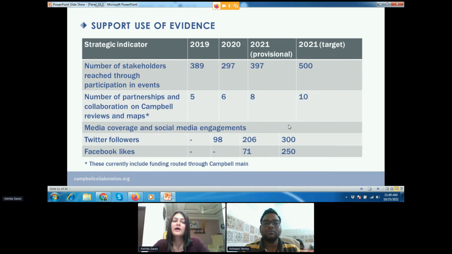If you look at the number of partnerships and collaborations, the number of Campbell reviews and maps on which the Campbell South Asia staff is working, for 2019, it was 5. It increased to 6 in 2020. And in 2021, so far, we have reached 8 partnerships and collaborations.